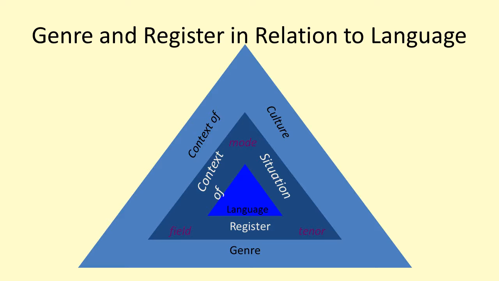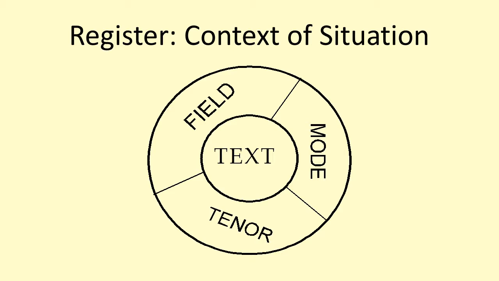Texts which share the same register share the same experiential, interpersonal, and textual meanings, and have shared patterns of lexicogrammar. Register is concerned with things going on in the world outside the text, which make the text what it is. These extra-linguistic features are given substance in the words and grammatical patterns which speakers and writers use to construct different varieties of text.